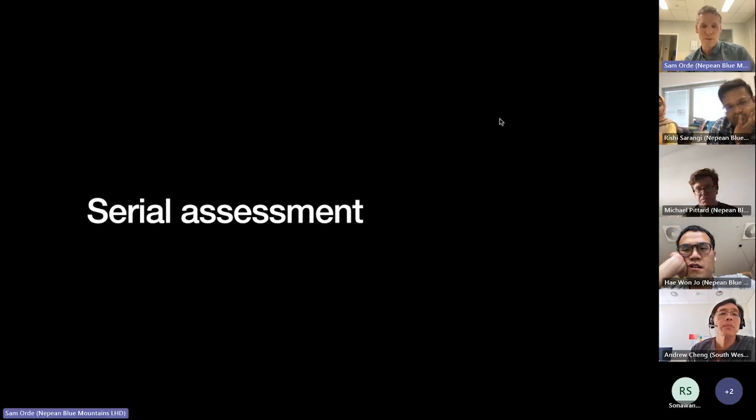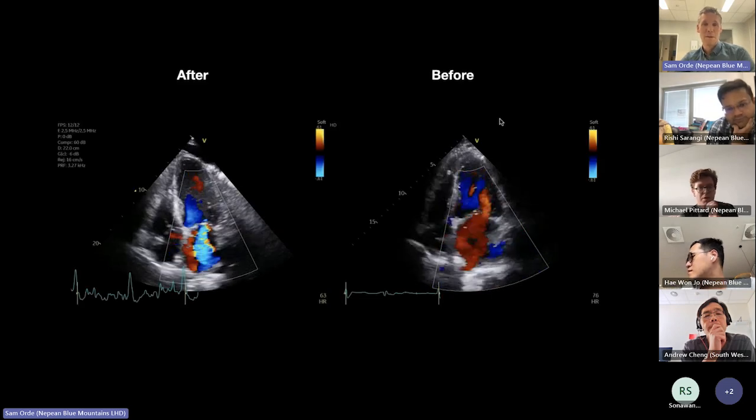So one of the last things I'd like to show you, if we're talking about echo to guide fluid management, is the importance of serial assessments. A lot of what I've spoken about there is about fluid responsiveness and trying to predict fluid responsiveness. As I've probably given away with my own personal biases, I think it is not perfect, and that's where the importance of serial assessment comes in.